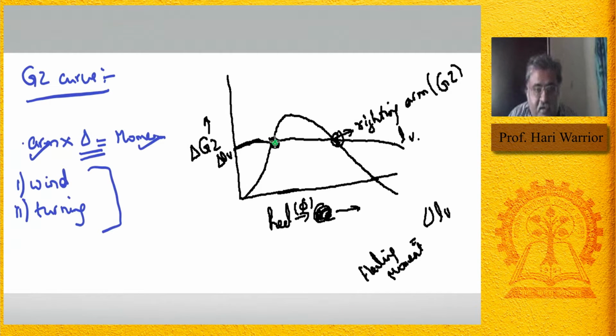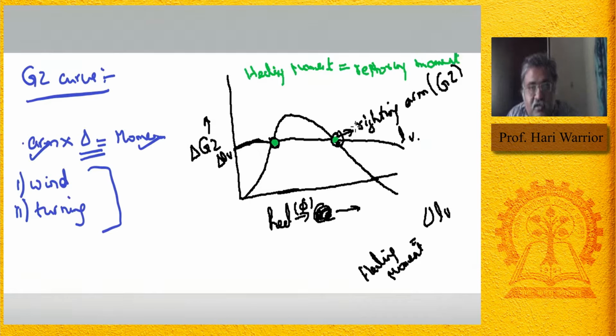So at this point and at this point, these are points where the heeling moment is equal to the restoring moment. Now let us look at the two heeling moments. Whenever heeling moment is equal to restoring moment, you can see that there is some kind of an equilibrium. Whether it's a stable equilibrium or unstable equilibrium, we cannot say, but there is an equilibrium. So these two are 2 points of equilibrium.